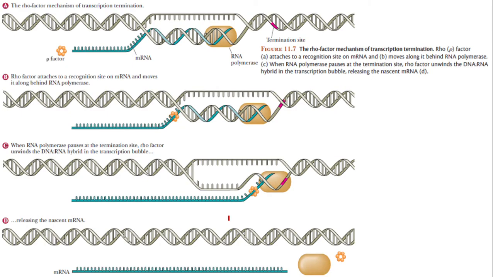Is it Rho dependent or Rho independent? It is Rho dependent. Rho factor binds with the RNA, then it moves forward. It reaches the transcription bubble. It causes hydrolysis of ATP and the mRNA is separated. No more transcription.